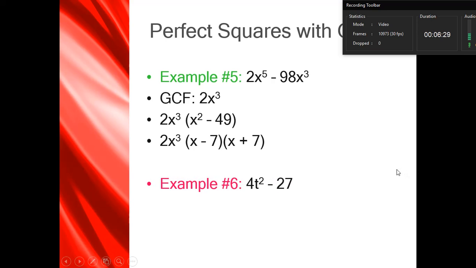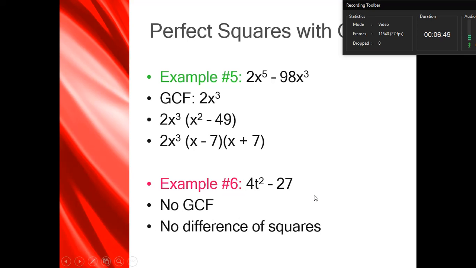How about number 6? Is there a greatest common factor? It doesn't appear that it has anything in common, both numeric or variable. I can see that 4t squared is a perfect square, but I know that 27 is not. So this is not the difference of squares. At this point, it doesn't look like this one can be factored at all, so this example is not factorable. You can write it as 1 times the quantity of 4t squared minus 27, or you can simply state that it's not factorable.